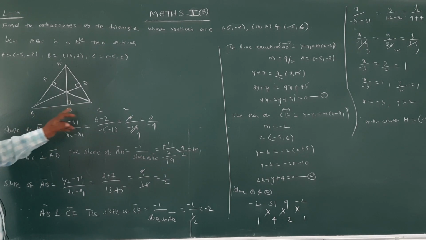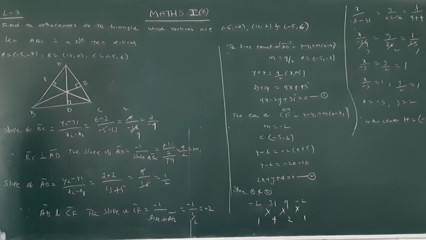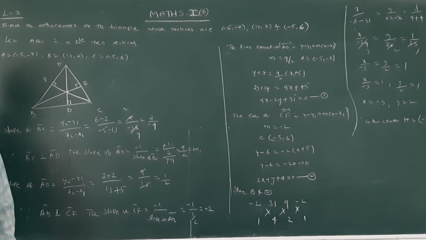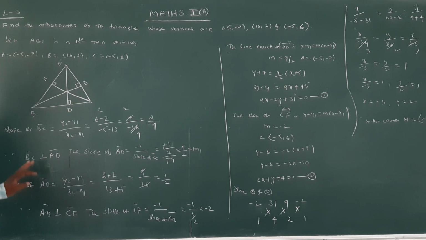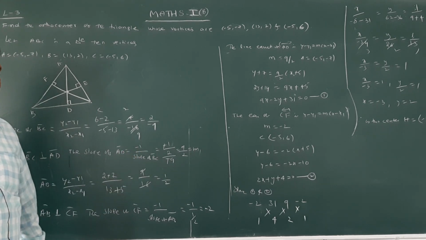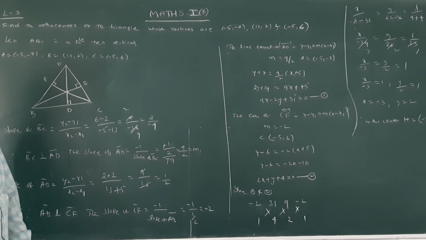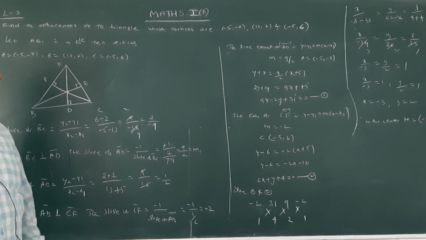Since BC is perpendicular to AD by the definition of altitude. What is the definition of altitude? The line passing through the vertex to the opposite side. So BC is perpendicular to AD. Then the slope of AD is equal to minus 1 by slope of BC, minus 1 by minus 2 by 9, which is equal to 9 by 2. Similarly, the slope of AB is 1 by 2, and the slope of CF is equal to minus 2.